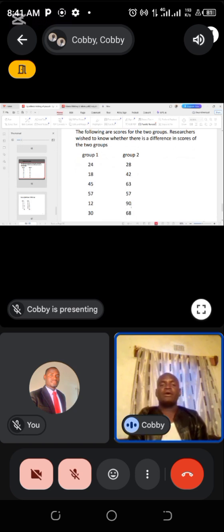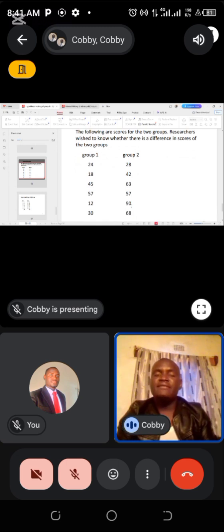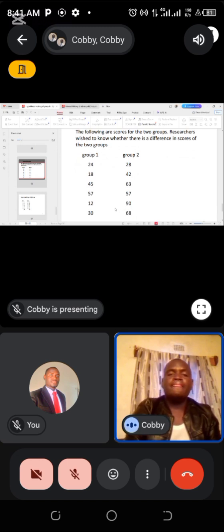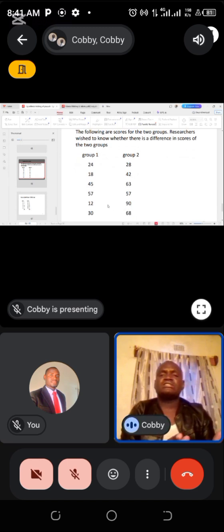Then from there, we need to find R1 and R2. To find R1 and R2, we need to sum these groups. We need to rank them first. After we rank them, then we can sum the ranks. So we are starting from the smallest to the highest value. The smallest value is going to be ranked as 1, and we'll follow that order until the last one. So let's start. Which one is the smallest value in our data set?